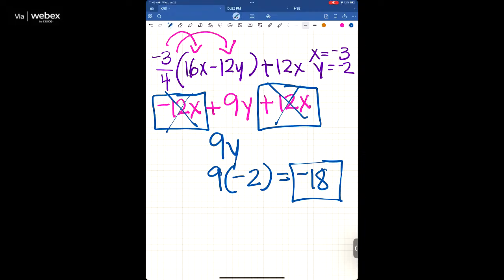So this is one of the reasons why I say simplify first, because I didn't have to deal with the x. They canceled each other out once I got to my simplification. And all I had to do is deal with 9y.